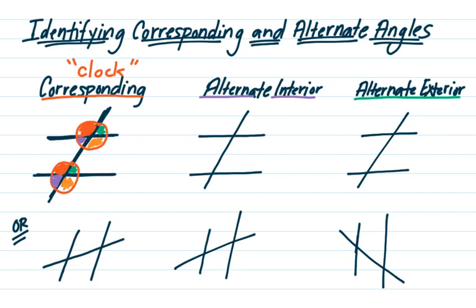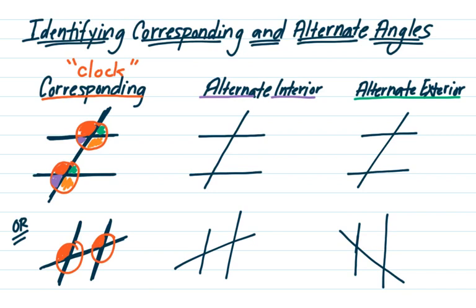So in this case, sometimes the two lines can be running up and down, and you have a line here that's crossing them. So again, think of each intersection like a clock, and you go to the same spot on the clock. So top left matches with top left, and so on.